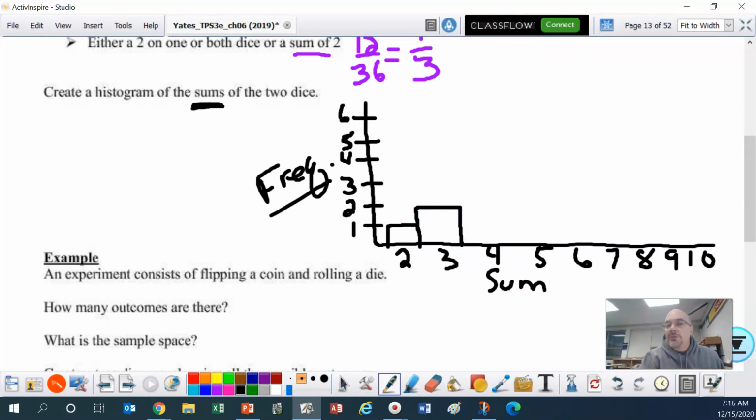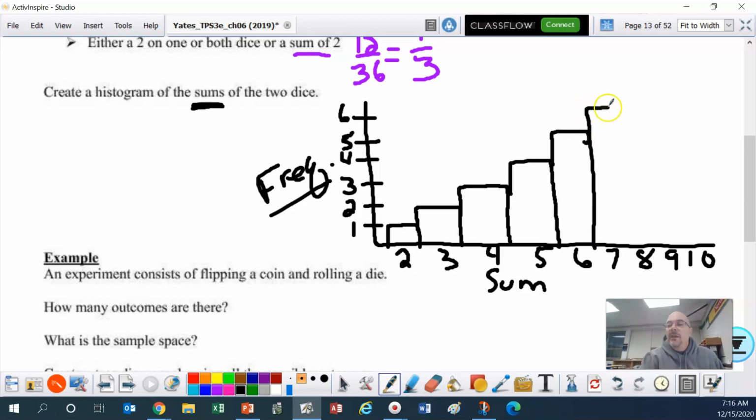Remember, histograms should touch. How many add up to 4? Well, that'll be 3 of them. How many add up to 5? Well, that'll be 4 of them. How many add up to 6? That'll be 5 of them. Oops, that's too far over. How many add up to 7? Well, that would be 6 of them.